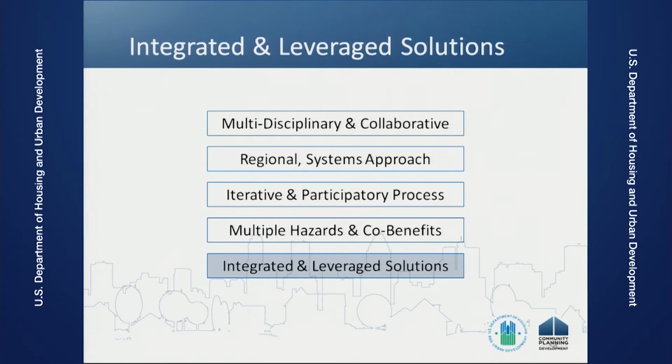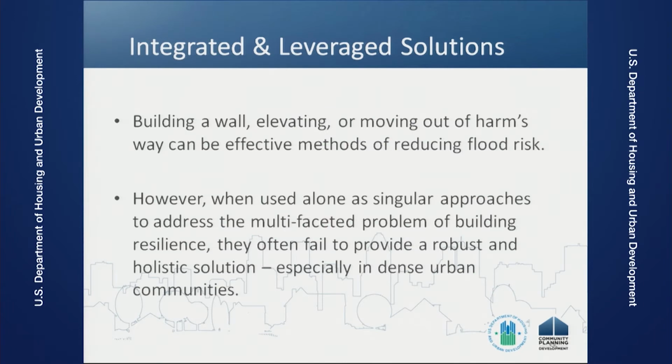And lastly, we'll look at the fifth element, how innovation requires integrated and leveraged solutions. Building a wall, elevating, or moving out of harm's way can be effective methods of reducing flood risk. However, when used alone as a singular approach to address the multifaceted problem of building resilience, they often fail to provide a robust and holistic solution, especially in dense urban communities.